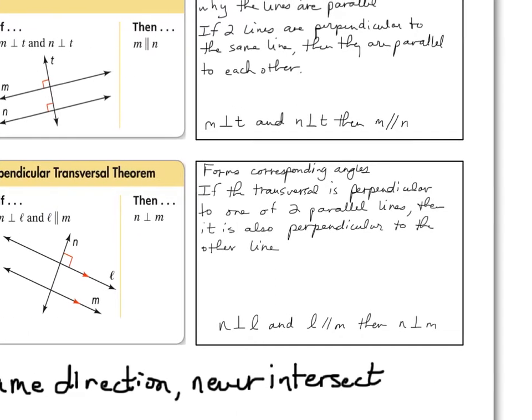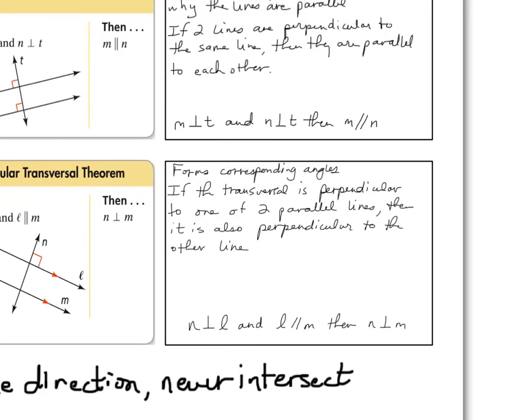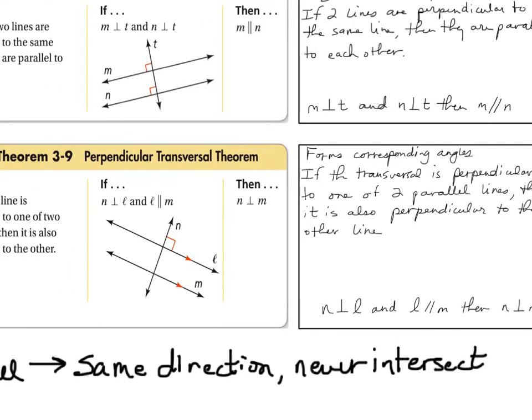So, as you look at this, okay, it forms corresponding angles again. If the transversal is perpendicular to one of two parallel lines, then it's also perpendicular to the other line. Okay, so N is perpendicular to L and M are parallel, then they're also perpendicular. Okay, again, another example would be to use a street. If N Street is perpendicular to L Street and L and M are parallel to each other, then it's also going to be perpendicular to M.